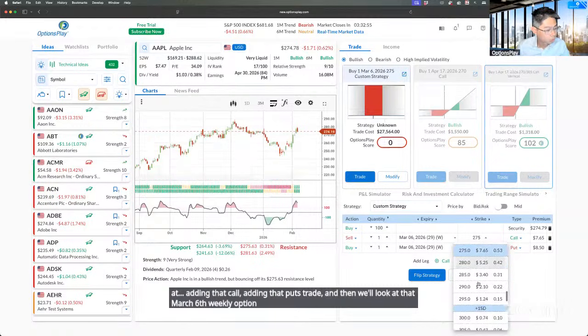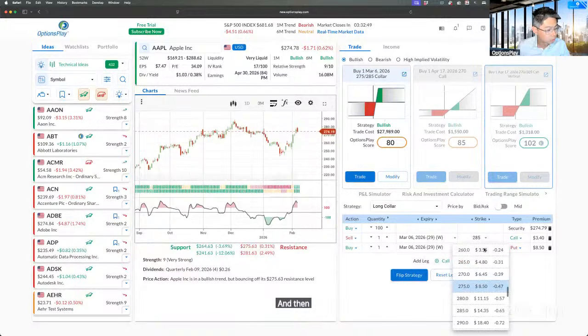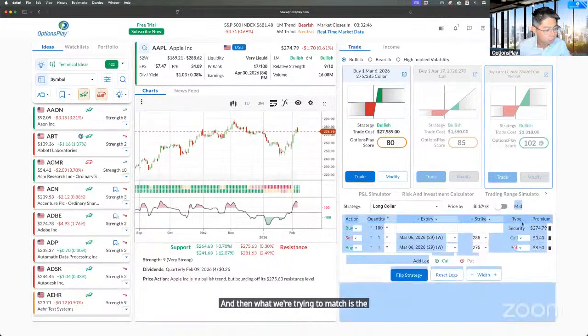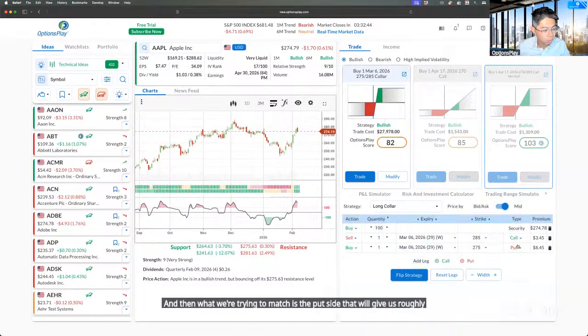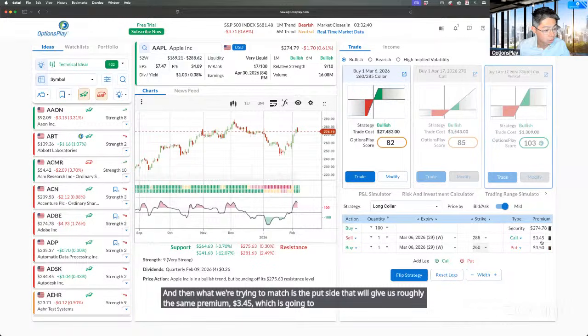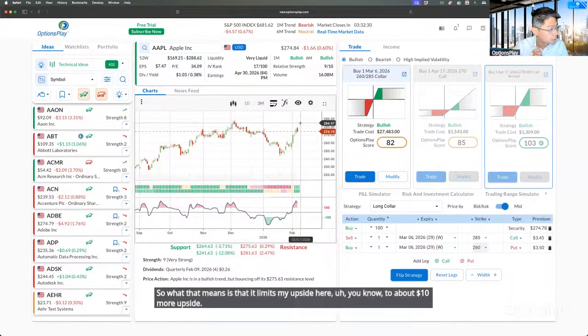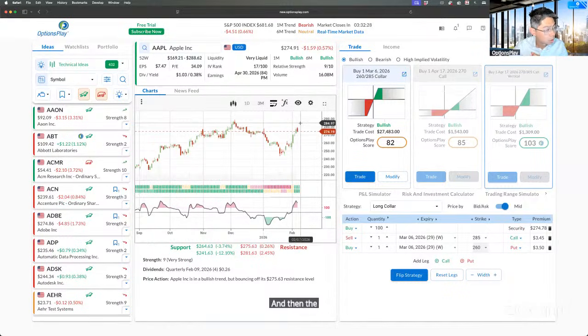And again, what we're looking for is roughly the 30 deltas, which would be the 285s. And then what we're trying to match is the put side that will give us roughly the same premium, $3.45, which is going to be the 260s. That'll be $3.50. These two are nearly identical. So what that means is that it limits my upside here to about $10 more upside. And then the 260 puts gives me about $15 in downside.